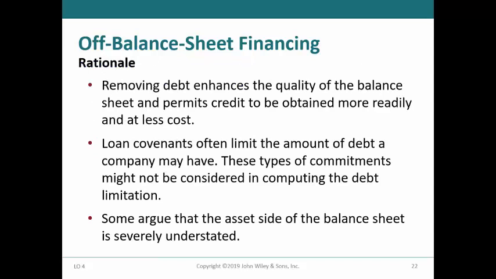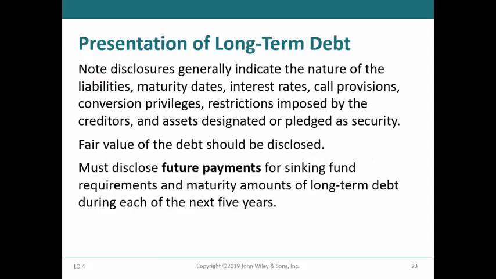Some of the rationale that companies provide for off-balance sheet financing are shown on this slide. As we mentioned earlier, removing debt does improve the quality of the balance sheet, which facilitates obtaining more credit at a lower cost. Loan covenants, which may limit the amount of additional debt that a company can carry, is another reason that companies seek off-balance sheet financing arrangements. Last, some companies will argue that the asset side of their balance sheets are severely understated, which makes the calculation of ratios such as debt to assets appear much worse than if fair value for all assets were reported.